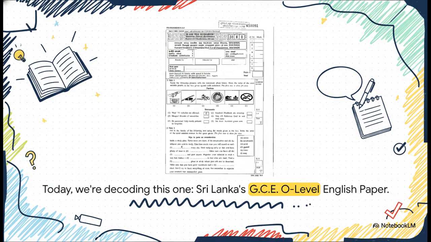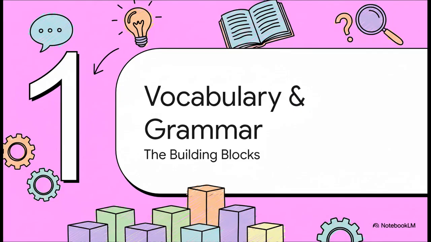The paper we're looking at today is this one right here, Sri Lanka's GCE O-level English paper. Now, I know it can look a little intimidating at first glance, but our whole mission today is to decode it, to figure out what it's really asking you to do. All right, first up, vocabulary and grammar.